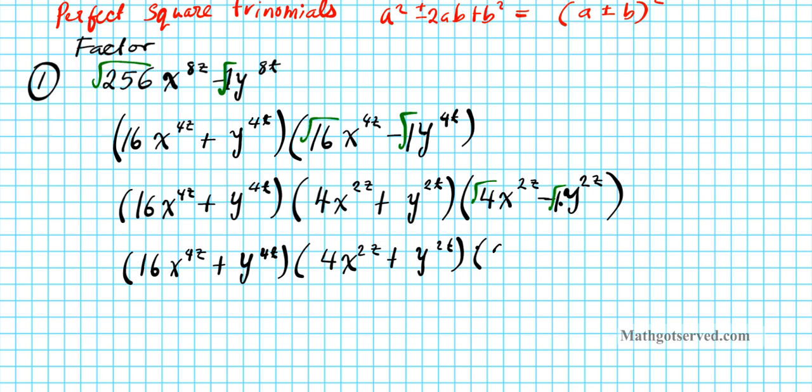So we're going to have the square root of 4 is 2, x to the, you divide the power by 2, z, plus the square root of 1 is 1, so just y to the divided power by 2, z. Okay, this is a positive component of the factored form of this difference of squares. Now what we simply need is the negative piece, which is the same thing, but instead of a plus, we'll have a minus. Okay, so we have 2x to the z minus y to the z.